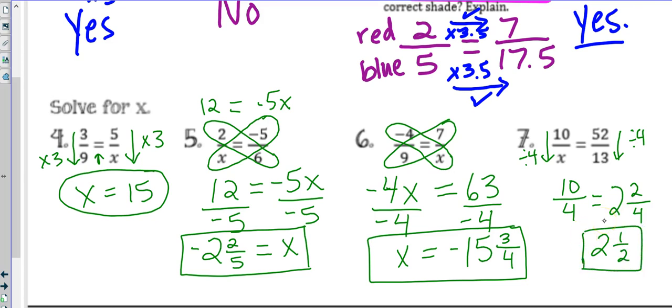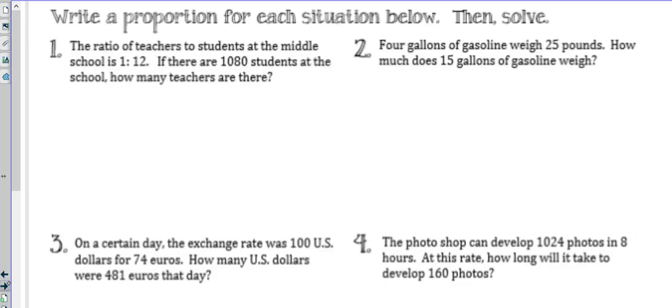As you can see, we have different ways of solving proportions, and you have those examples here. And now we're going to apply this more in some word problems. So the next part of the foldable is you're going to write proportions for each situation, and then you're going to solve them.